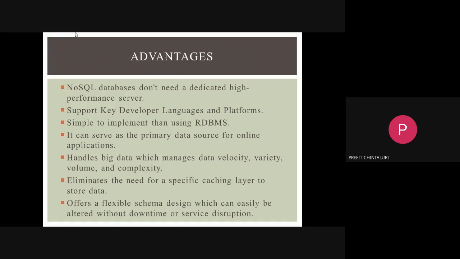Advantages of this NoSQL database are: NoSQL databases don't need a dedicated high-performance server. They support key developer languages and platforms. It is simpler to implement than using RDBMS. It can serve as a primary data source for online applications, handles big data which manages data velocity, variety, volume, and complexity. It eliminates the need for a specific caching layer to store data, and offers a flexible schema design which can easily be altered without downtime or service disruption.